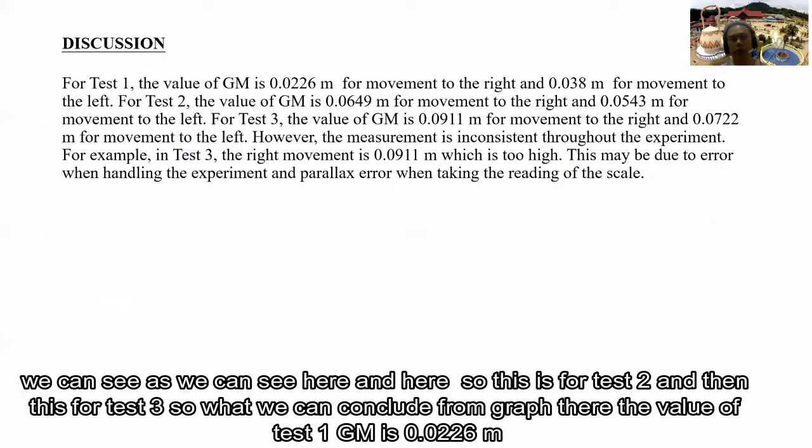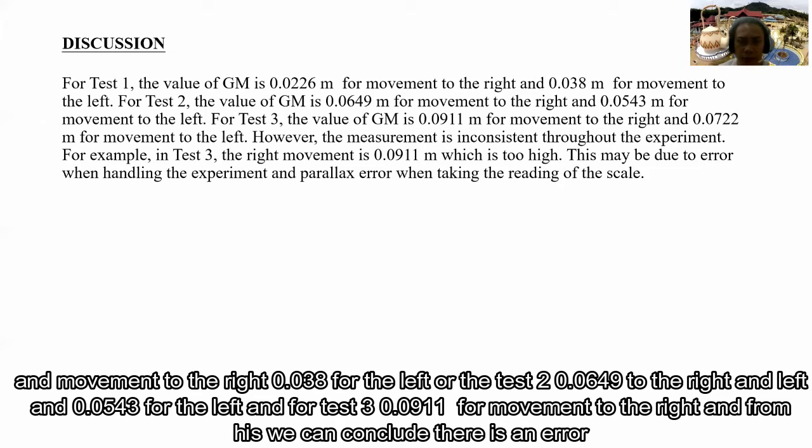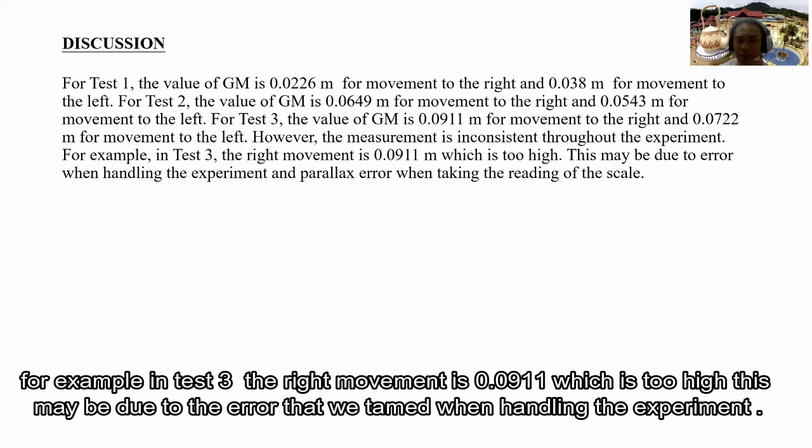So what we can conclude from this graph is that the value of test 1 GM is 0.26 for movement to the right and 0.038 for movement to the left. For test 2 it is 0.0469 to the right, and 0.543 to the left. And for test 3 it is 0.199 meter for movement to the right, which we can conclude there is an error. For example, in test 3, the right movement is 0.0911, which is too high. This may be due to the error that we made when handling the experiment.